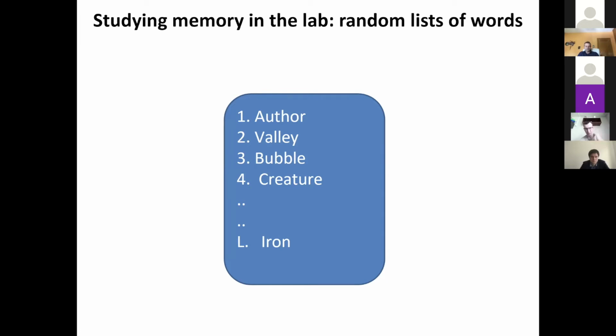So basically, if we want to apply this kind of sequential characterization of memory, we can ask how many words you acquire when you listen to the list.